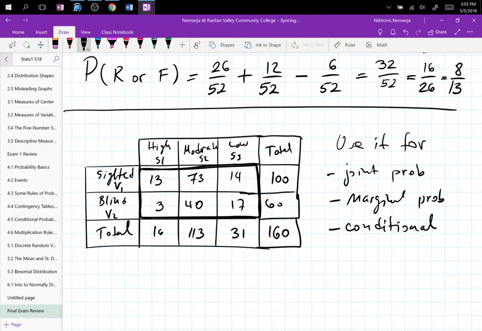And finally, conditional probability is the one that is tricky, right? You restrict yourself to a row or a column, and then you operate in there. You don't use the grand total ever for conditional.